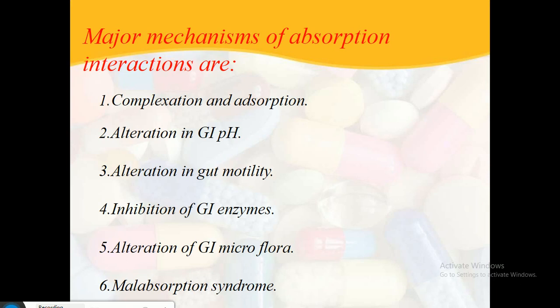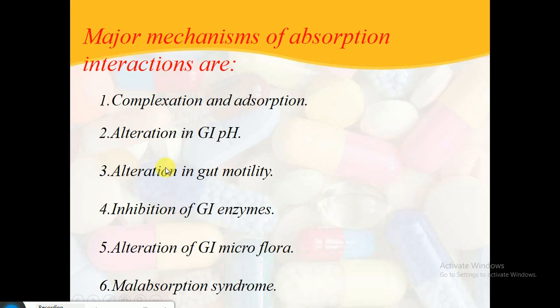For example, let's suppose tetracycline. The absorption of tetracycline will be decreased by milk, because milk contains milk of magnesia, and this milk of magnesia will form insoluble complexes, and due to these insoluble complexes, it will directly decrease the absorption of that particular drug.